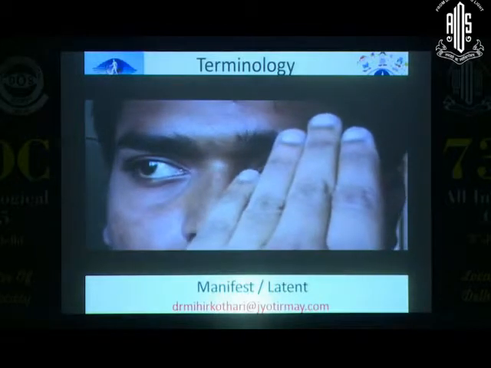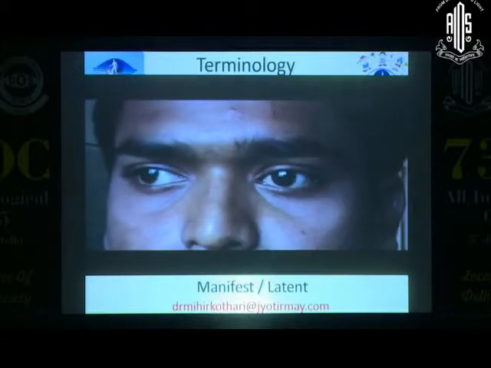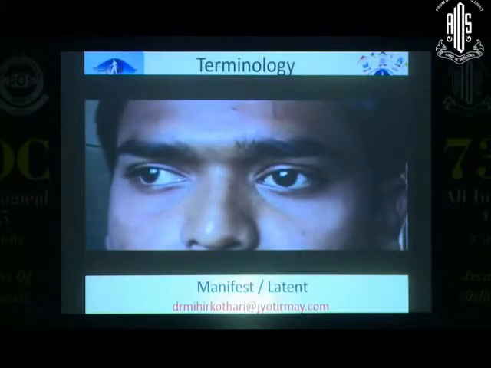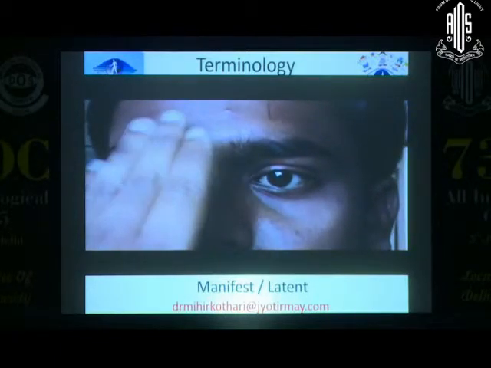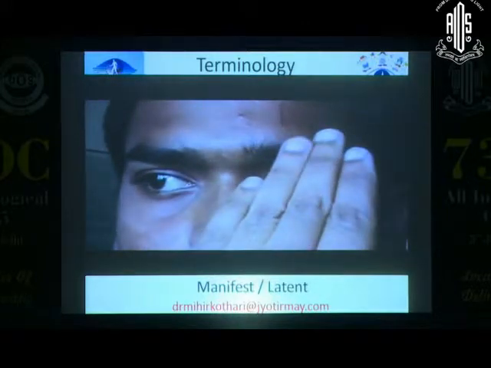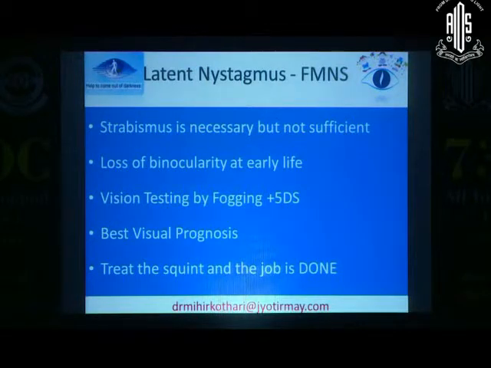And as Dr. Hertle has pointed out, this is pure latent nystagmus, and even in pure latent nystagmus, if you do video nystagmography, you might find a significant number of them actually have a very low frequency and low amplitude nystagmus. Similarly, in this particular child, there is an esotropia in the left eye, and on covering the right eye, you find the latent nystagmus becoming manifest. Actually, the latent nystagmus is no more called latent nystagmus. We should all call this fusion maldevelopment nystagmus syndrome, which is always associated with some sort of strabismus because of loss of binocularity in early life.